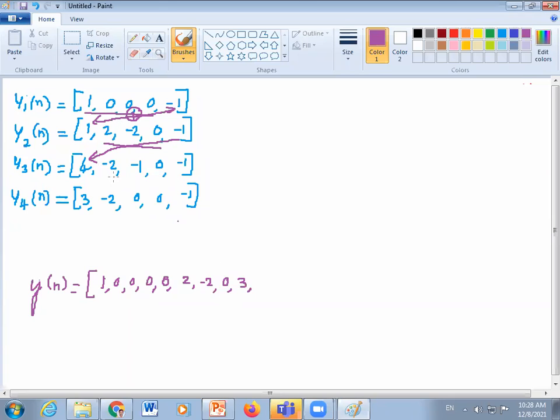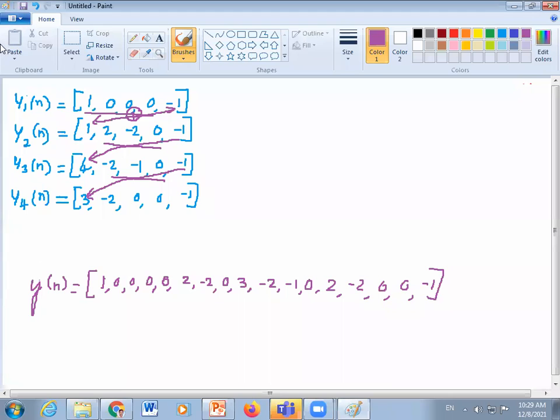Okay, then again write down these 3 samples as they are. So I am writing these 3 samples as they are: -2, -1, 0. Then again this -1 will be added with this 3. So -1 plus 3, what you will get is 2. Then again write down these remaining values as they are. This is 2, -2, 0, 0, -1.